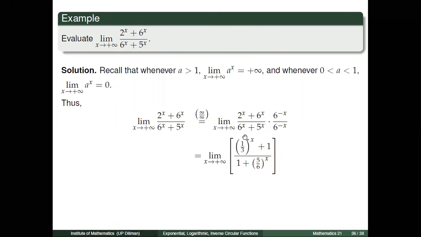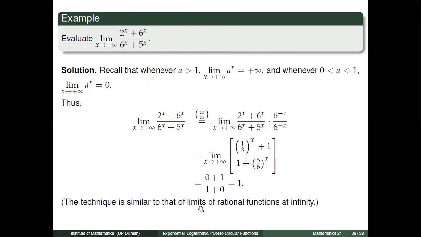Note that the base of this exponential is now less than 1, and the base of this exponential is also less than 1. So as x approaches positive infinity, these approach 0. Therefore, this limit is equal to 0 plus 1 over 1 plus 0, or 1. So the principle is to multiply and divide by some exponential expression so that the denominator becomes a non-zero constant plus expressions that approach 0.